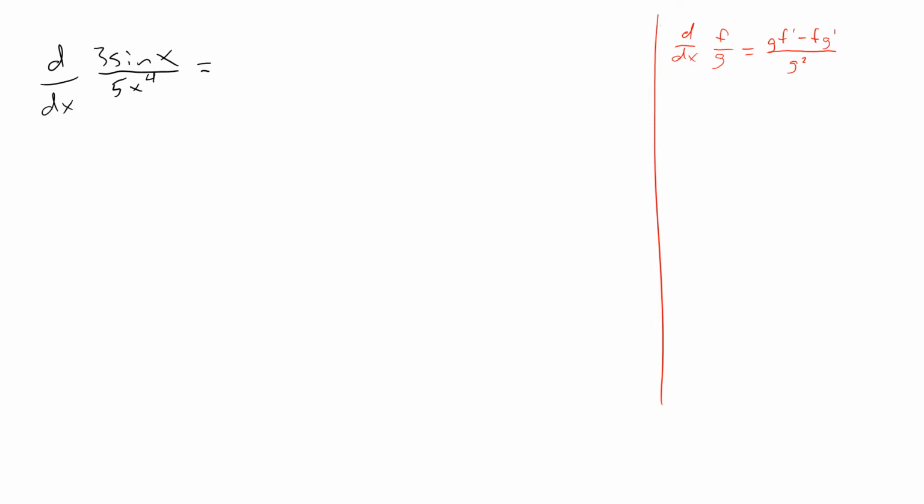Okay, so in this particular case, f on top is 3 sine x, so f prime is 3 cosine x. G is the function on bottom, 5x to the fourth, so g prime would be 20x cubed. With all that being said, pause the video here and fill in the derivative. What's the derivative of 3 sine x over 5x to the fourth according to our quotient rule?